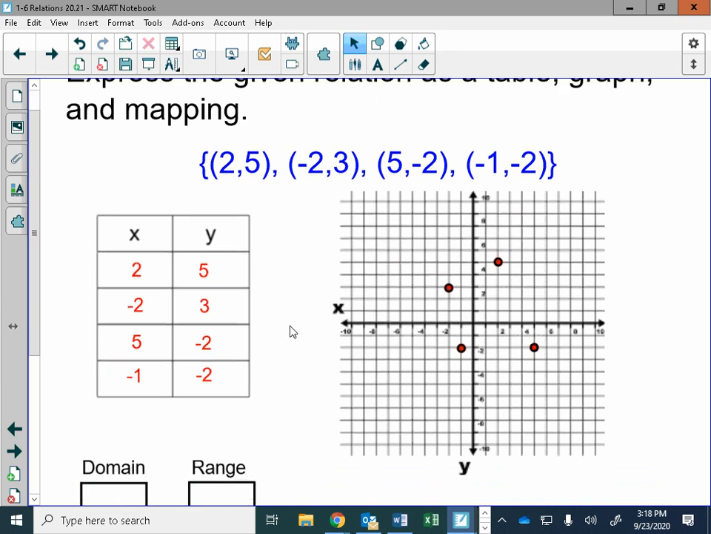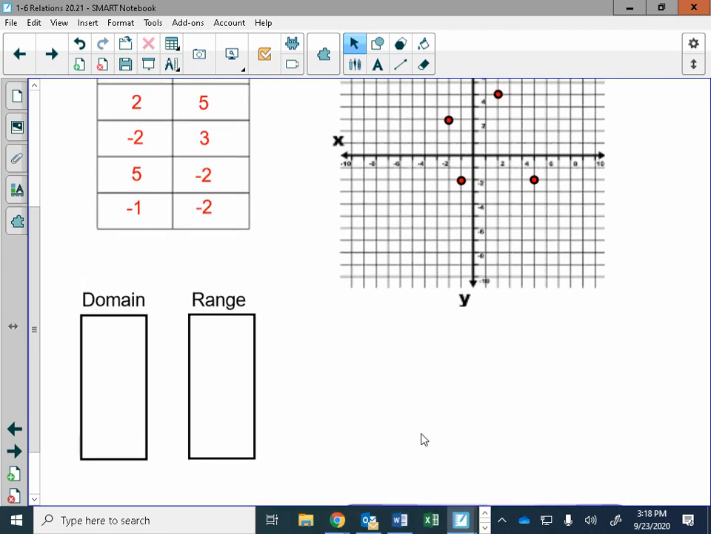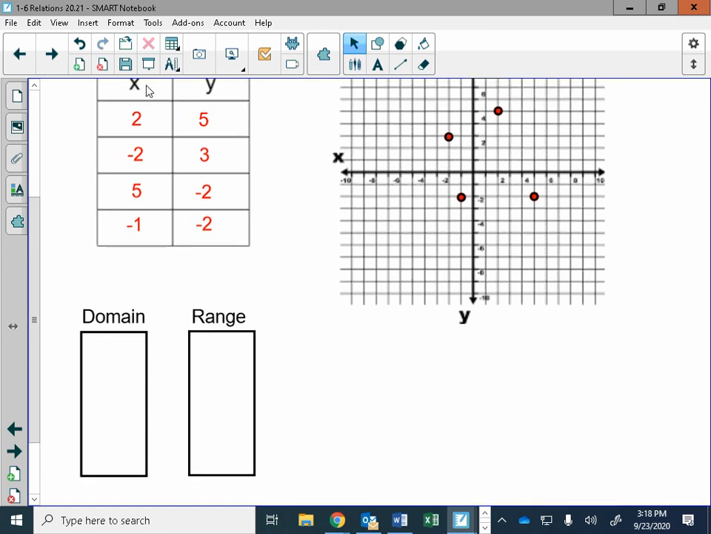Now, when it comes to mapping, mapping is just a simple way of looking at it and seeing how the domain matches up with the range. So it's basically, you take your x values. I always like to put mine in numerical order. So I've got -2, -1, 2, and 5. And in the range, we're going to do the same thing. But notice, -2 repeated in the range, but I only put it in here once. I just need to know that -2 is a member of that range.